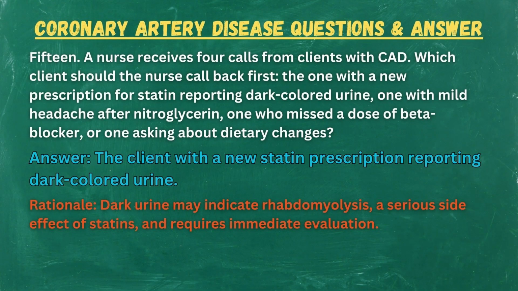15. A nurse receives 4 calls from clients with CAD. Which client should the nurse call back first? The one with a new prescription for statin reporting dark-colored urine, one with mild headache after nitroglycerin, one who missed a dose of beta blocker, or one asking about dietary changes? Answer. The client with a new statin prescription reporting dark-colored urine. Rationale. Dark urine may indicate rhabdomyolysis, a serious side effect of statins, and requires immediate evaluation.